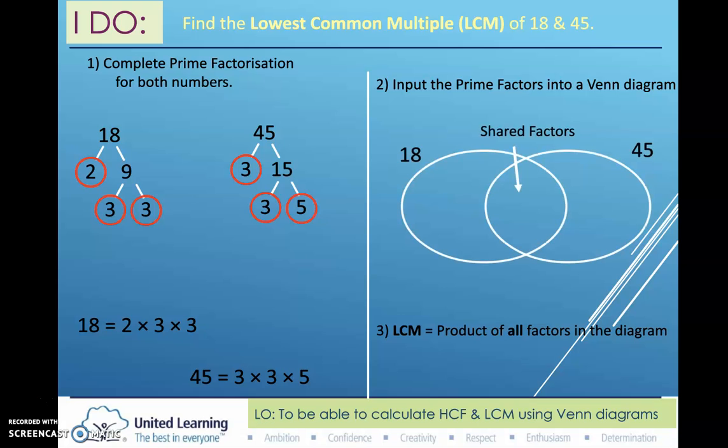So now our Venn diagrams are here. Each circle, each ring is associated with one number. The section in the overlap are going to be the factors that are shared by 18 and 45. Now I want you to copy this down and I want to see a thorough modelled answer because this can get tricky.